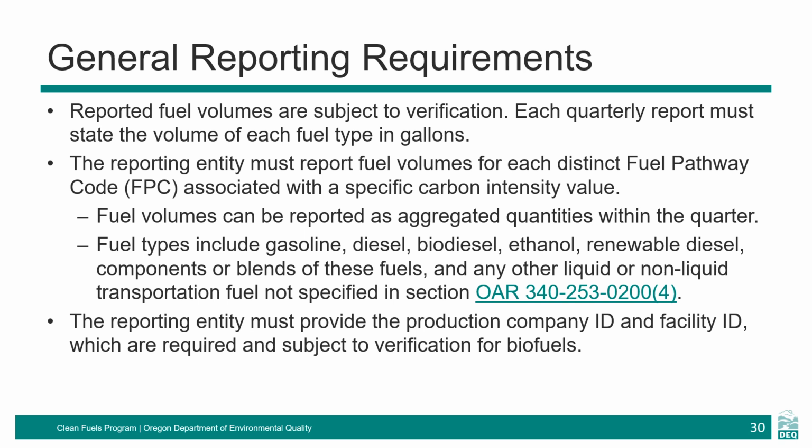All reported fuel volumes are subject to verification. Quarterly reports must include the volume of each fuel type in gallons reported for each distinct fuel pathway code. This means each fuel pathway code associated with a specific carbon intensity value must have its fuel volume reported separately. The fuel types covered include gasoline, diesel, biodiesel, ethanol, renewable diesel, and their blends, along with other fuels listed in the program. It is also important to provide the production company and facility ID for biofuels, which are subject to verification for biofuels.